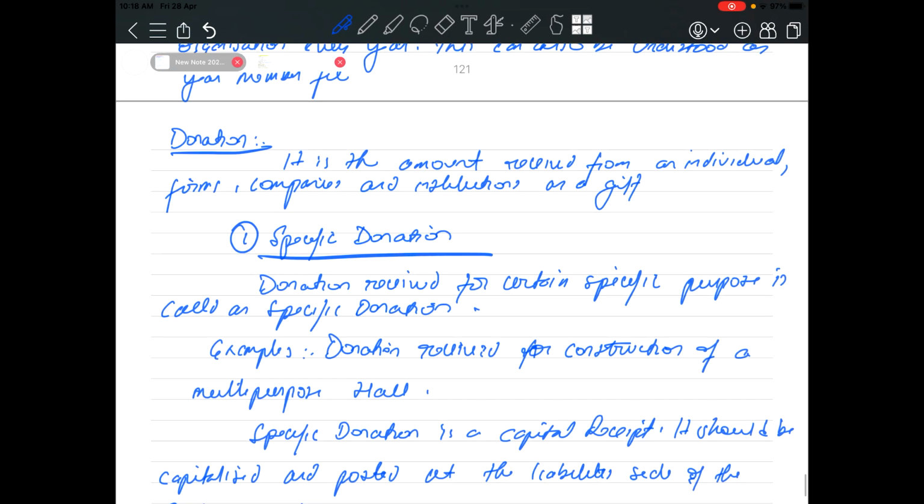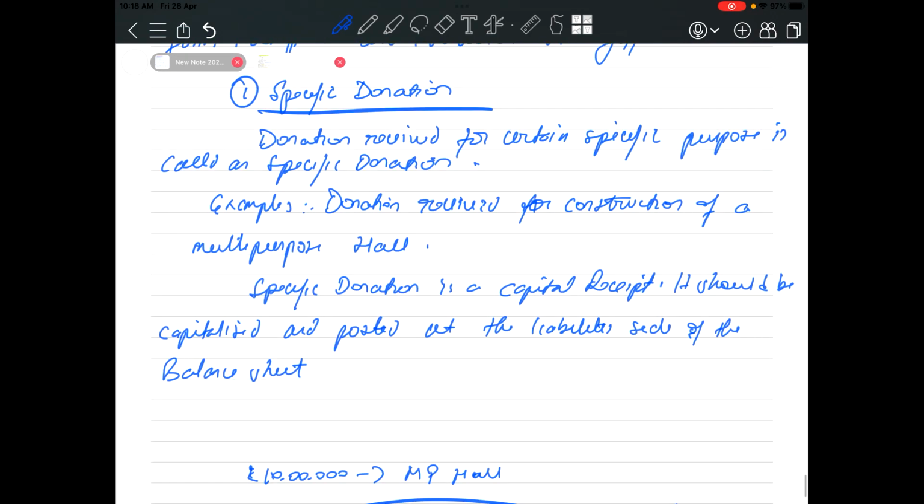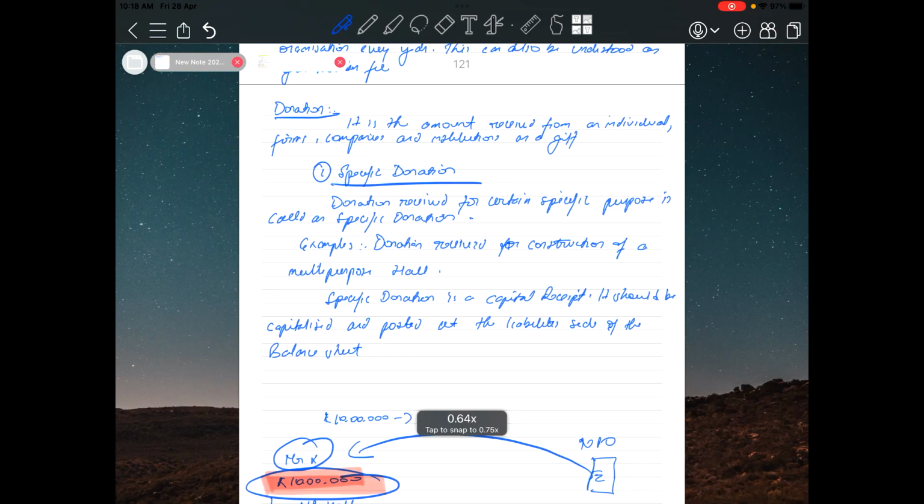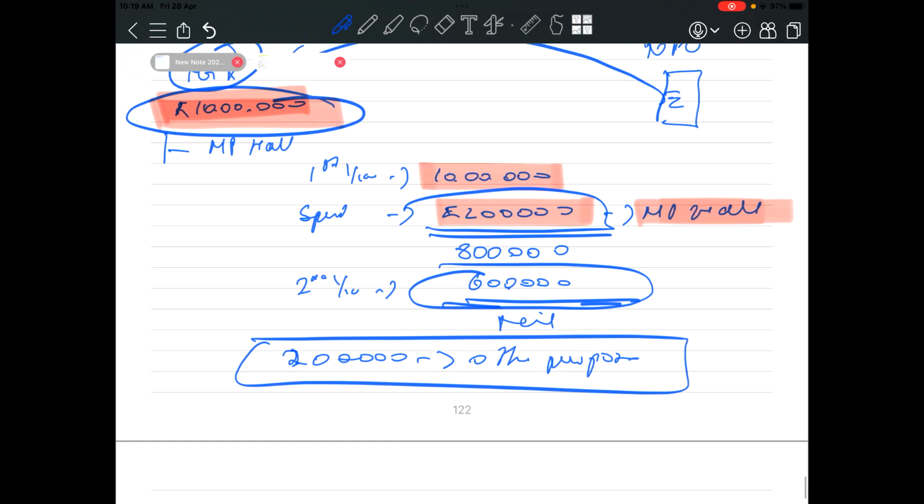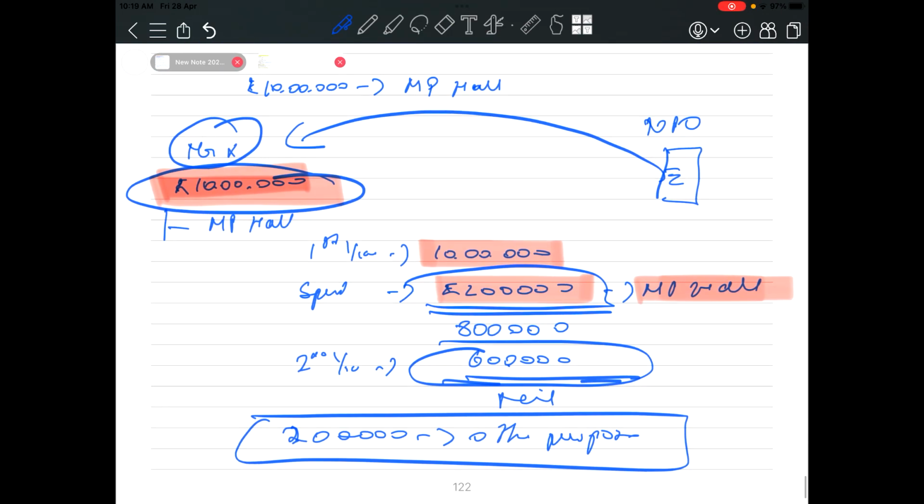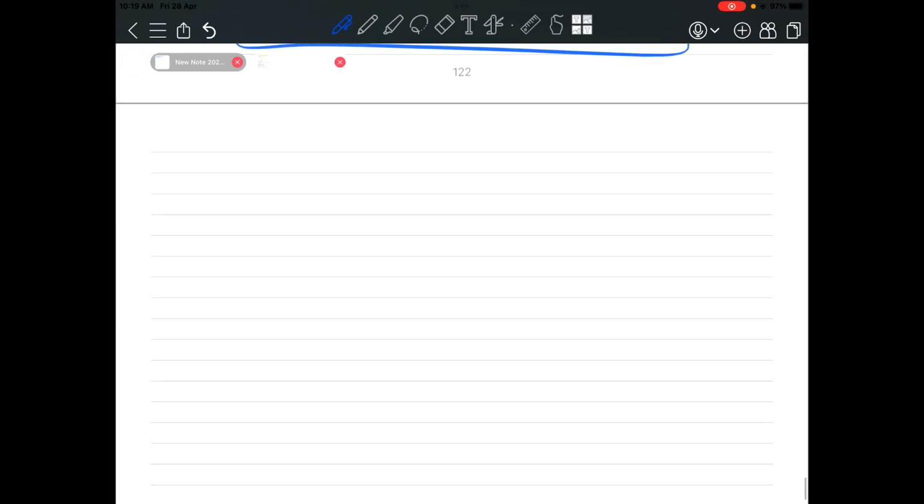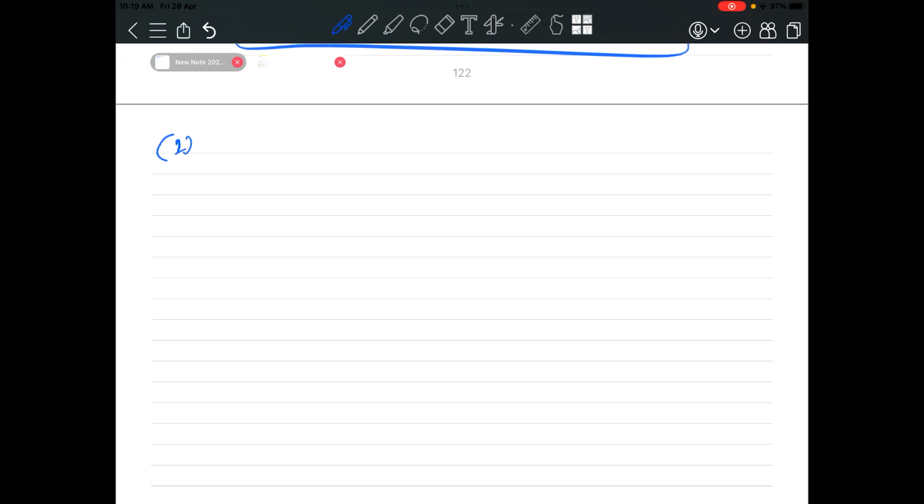Now the other type of donation is general donation. Wait, if you want you can note this down. It's not that relevant, but still you can note it down if you want. Point number 2 is general donation. What is this general donation? Let's try to understand. Now there are two types of general donation. There are two bifurcations of general donation.